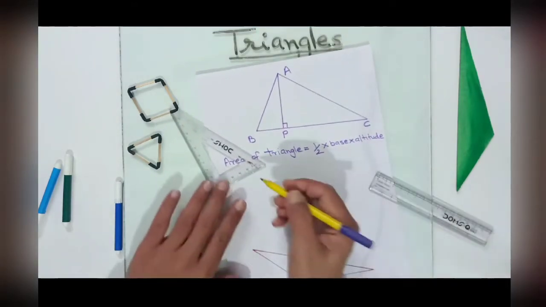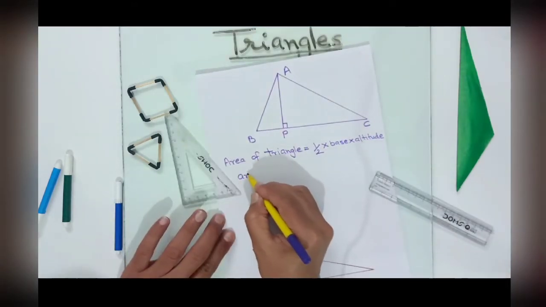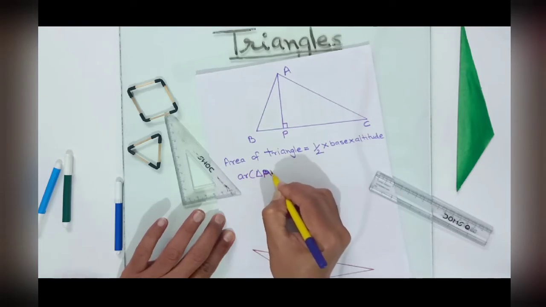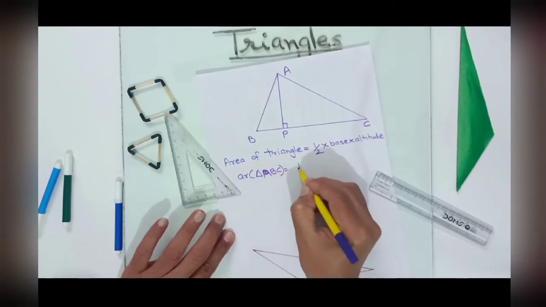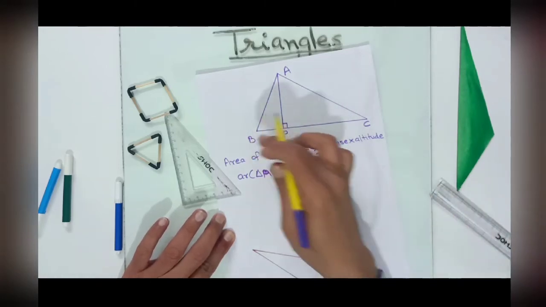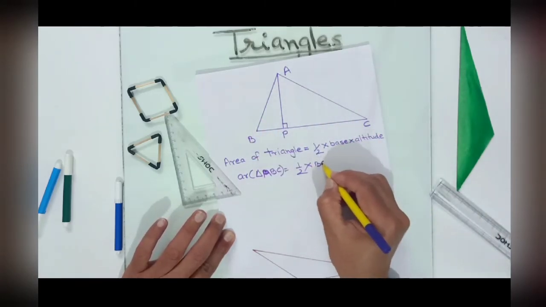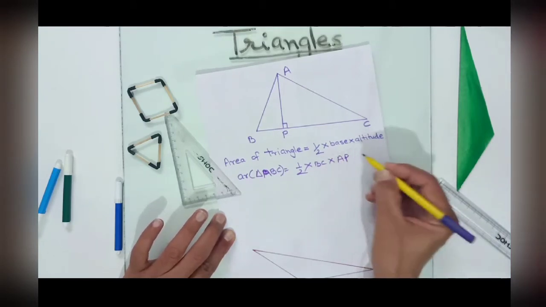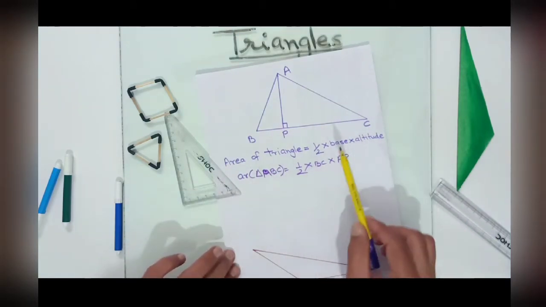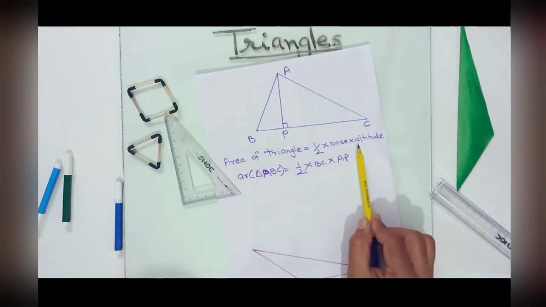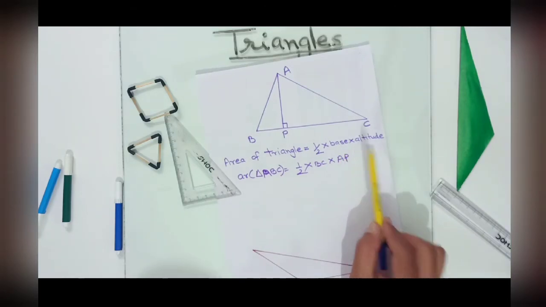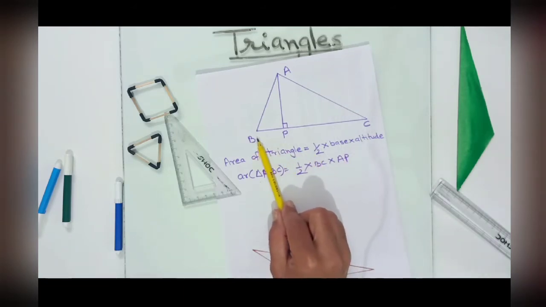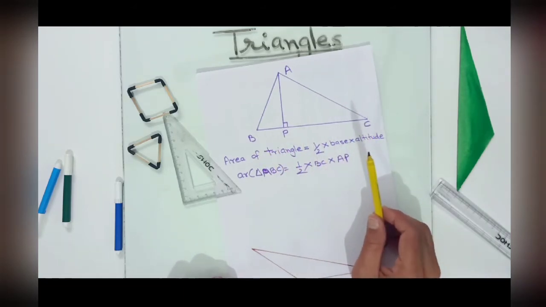Now the area of the triangle, so let me write area of triangle ABC as half. Now base is BC, so I can write BC, and the corresponding altitude is AP. So I would like to repeat, area of triangle is half into base and corresponding altitude, not only altitude, corresponding means the altitude which corresponds to the side BC.